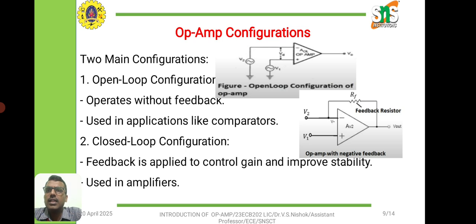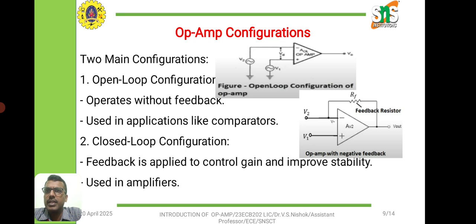And coming to the configuration, we have seen the symbol and block diagrams. Here we are connecting the input to both the terminals. Since we have two input terminals, we are connecting AC input signals to both terminals. V1 is the one input and V2 is the other input, connected to the two input terminals, and output V0 is obtained from the operational amplifier.